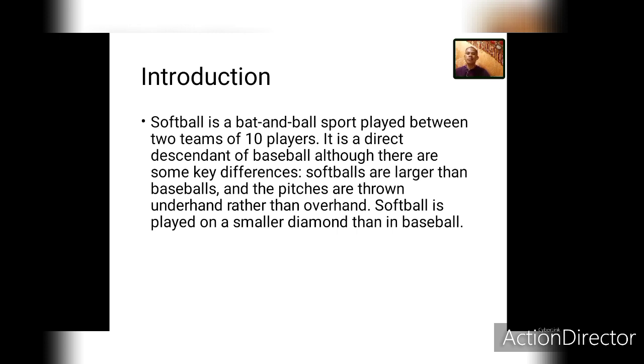Softball is a bat and ball sport played between two teams of 10 players. It is a direct descendant of baseball, although there are some key differences. Softballs are larger than baseballs, and pitches are thrown underhand rather than overhand. Softball is played on a smaller diamond than baseball.